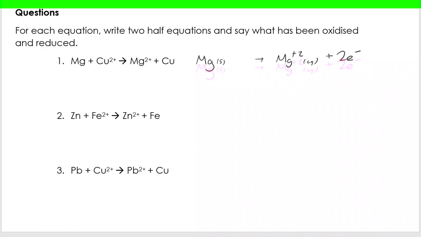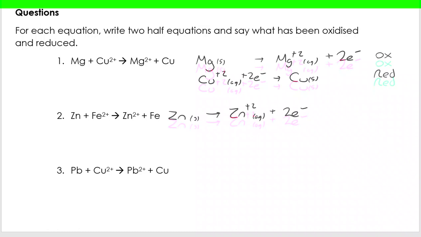If I do the same thing with the copper half equation, Cu2+ goes to Cu, it's reduced. It's reduced because it's gaining electrons. So I've got oxidation, loss of electrons, in the top half equation, and reduction, gain of electrons, in the bottom half equation. And a similar theme as we move through the next one.